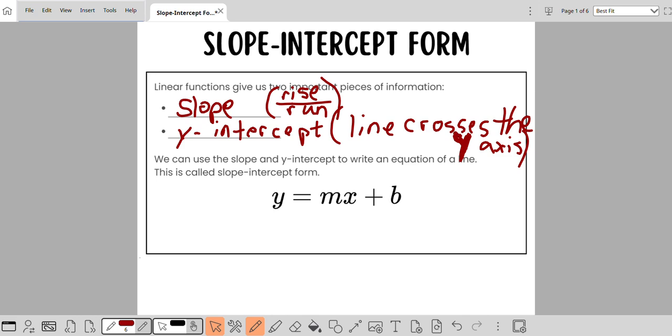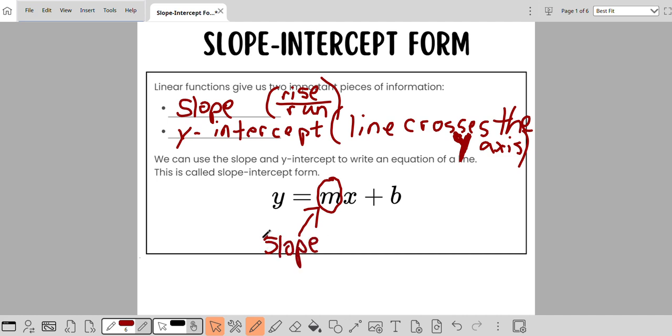Okay. So we can use the slope and the y-intercept, if we know them, to write an equation of a line. Now this is called slope-intercept form. Y equals mx plus b. Now the y is always going to be there, equals is always going to be there. This guy, the m, that is your slope.